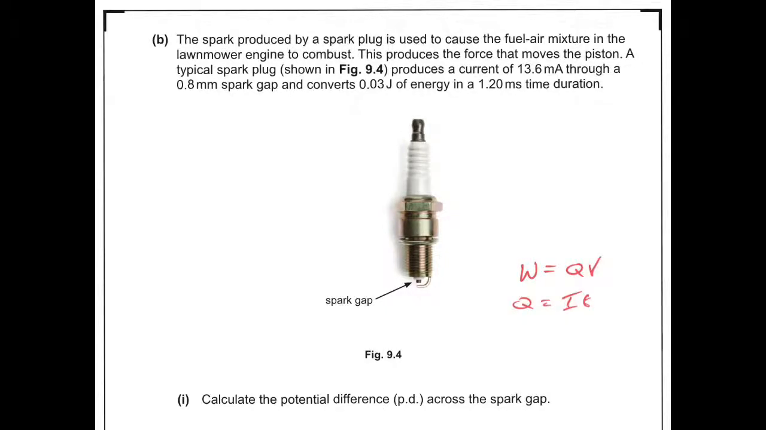So if you remember from your electricity notes that W equals QV, the work when a charge Q crosses a voltage, and that Q equals It, the charge passed when a current passes for a time, you can combine these into an energy equal to ItV. So It being substituted for Q gives you W equal to ItV. So V is going to be W over It. Then we just fill that in. So we've got 0.03 joules from here, and we've got 13.6 milliamps from here, and we've got 1.2 milliseconds from here.